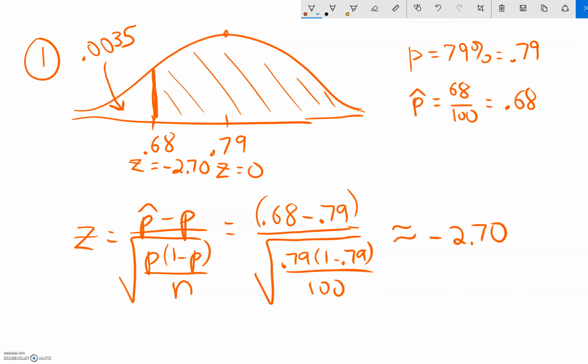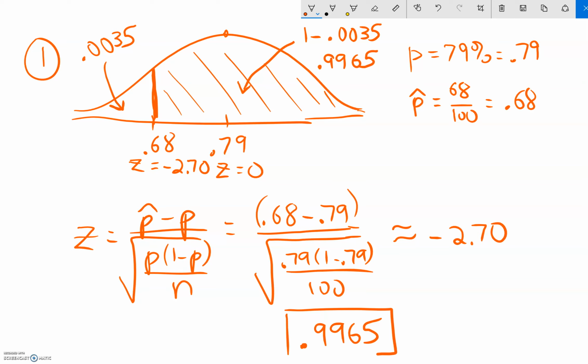But that's not what we're looking for. We want to know the probability that at least 68% of these voters are registered Republicans, so we need this area to the right. In order to get that, we're going to subtract 0.0035 from 1, which will give us 0.9965. So our answer to problem number 1 is 0.9965.